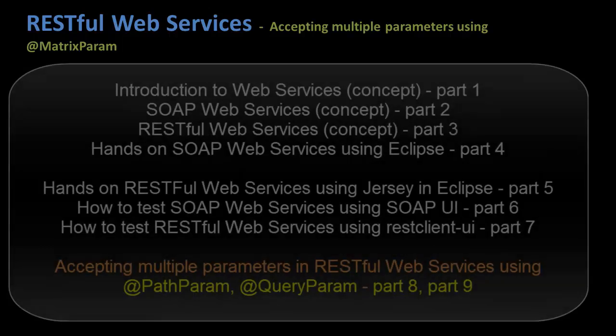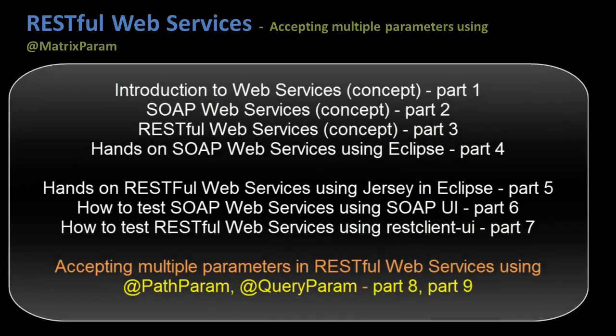In the earlier tutorials, we talked about how to make a function in a RESTful Web Service accept multiple parameters sent by the client in the HTTP URL as query parameters and path parameters. In this tutorial, we are going to talk about how a RESTful Web Service would accept multiple parameters sent by the client in the HTTP URL as matrix parameters.